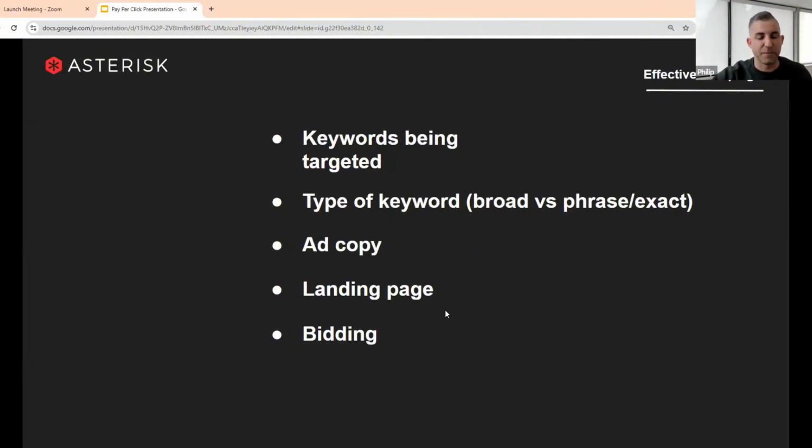So you have to bid enough so that you do show up in the top spot or one of the top spots. If you're buried down deep, it's going to be much harder. And there are different ways to bid within Google. And then budget, we kind of talked about it before.